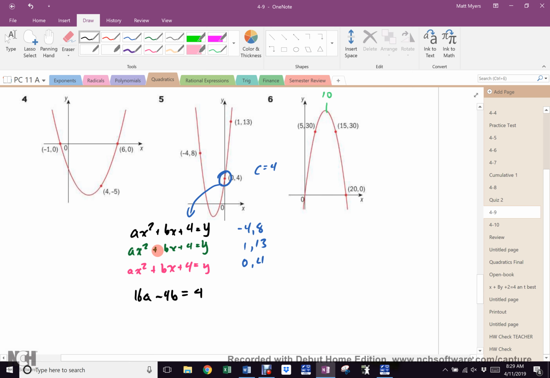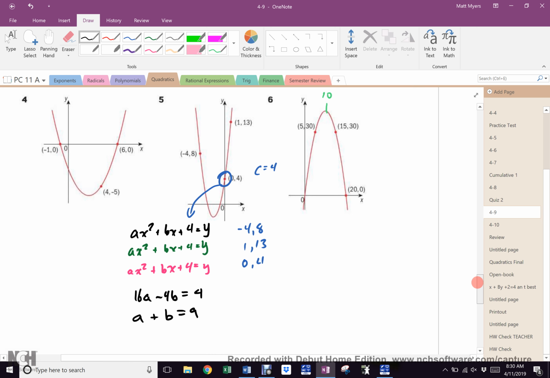And then I'll do the second one here. 1 squared, right? So that's 1a plus 1b plus 4 equals 13. But I'm not going to write that. What am I really going to write? Equals 9. And now I can do a system, right? You choose. You can do substitution or elimination, whatever you like. What do you guys like? You like elimination?